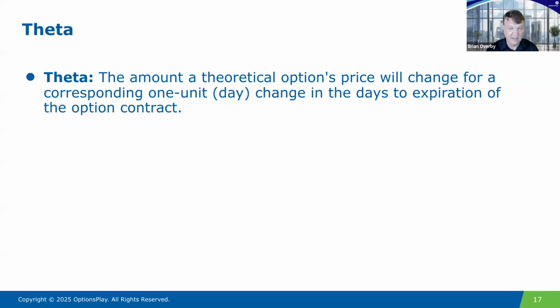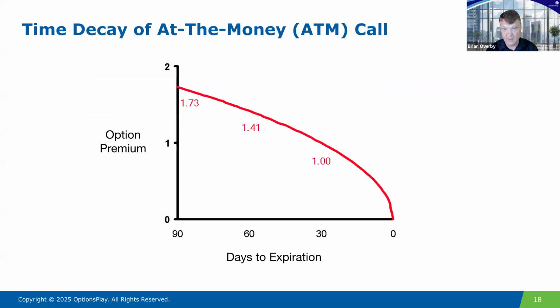So what is theta? It's the amount the theoretical option price will change for a corresponding 1 day change in the days to expiration on your option contract. Bottom line is it's time decay. So if I look at the rate of decay, especially on at-the-money option contracts, which have the highest gamma, you're going to have a large rate of decay.